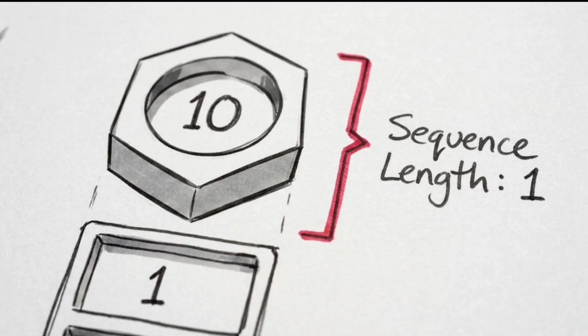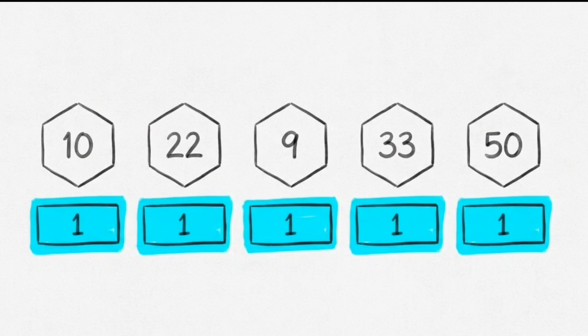In this mathematical framework, a single isolated number constitutes an increasing sequence of length 1. By establishing this baseline, we transform the problem into a systematic, documented audit of all previous states.